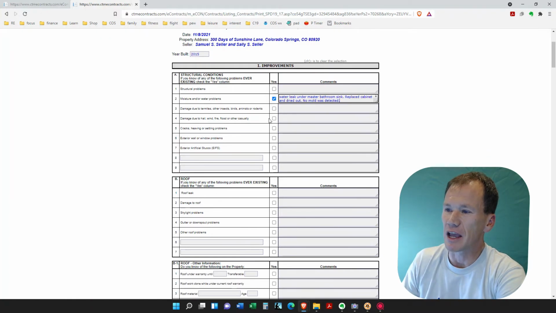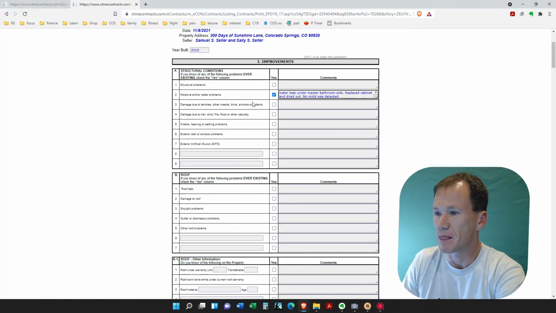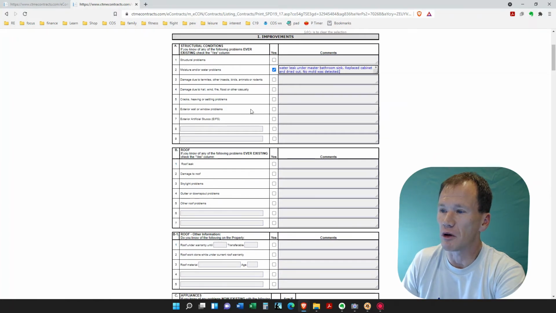That's more important. Damage due to termites, other insects, birds, or rodents. If that ever occurred, you check it. Hail, wind, fire, flood, or other casualty, something you filed insurance for, check it if it happened. Cracks, heaves, swelling problems, to me that ties back to structural. So if you checked number 5, you're probably also checking number 1. That's a structural problem, most likely. Exterior walls or windows, exterior artificial stucco, anything else that's a structural condition you could fill in, check the box, and explain exactly what it means.